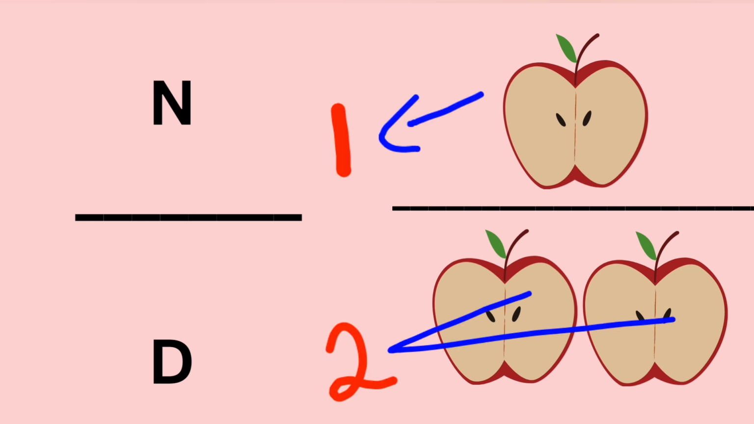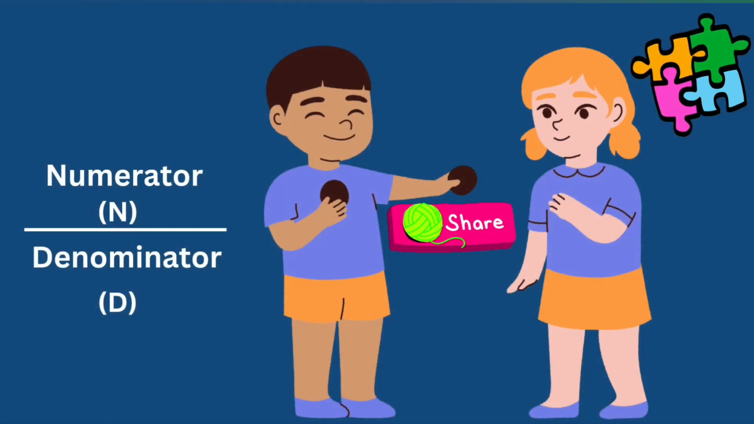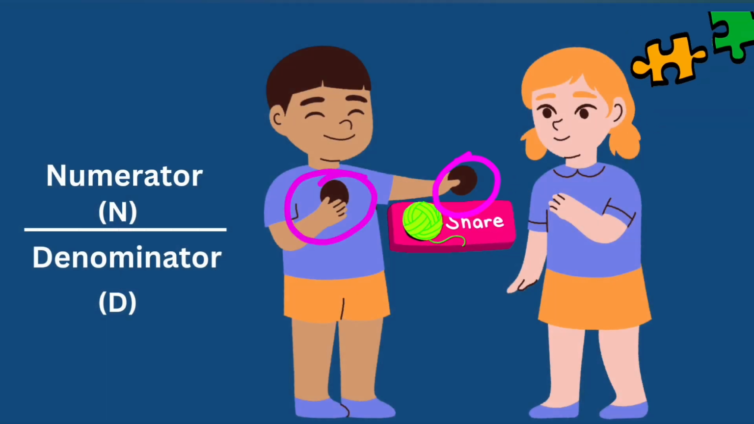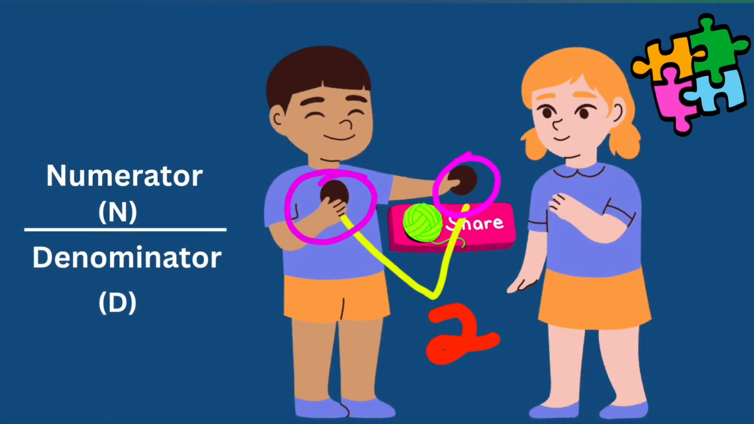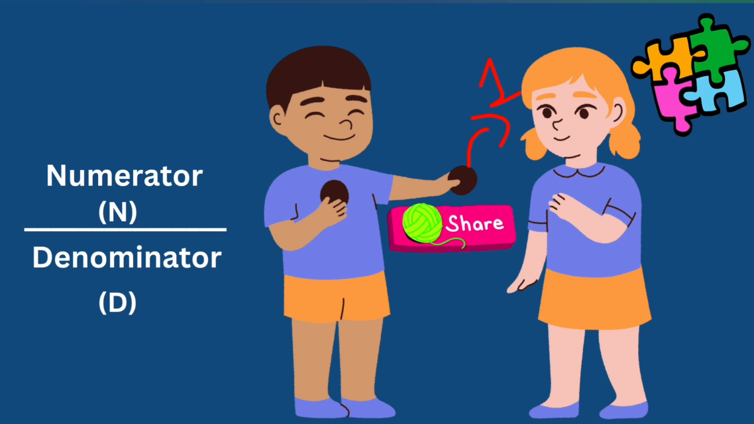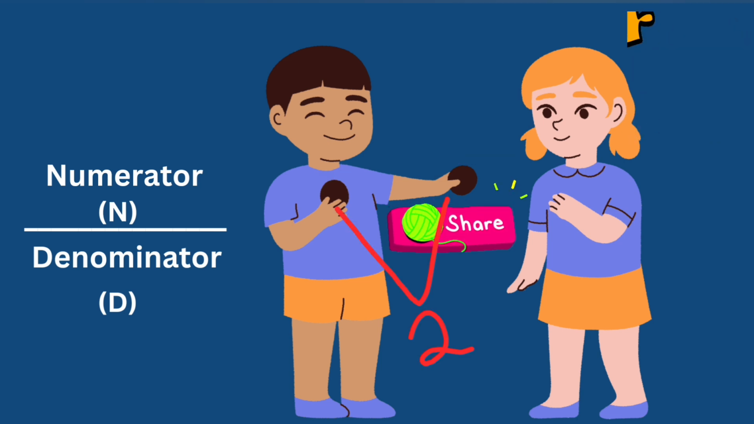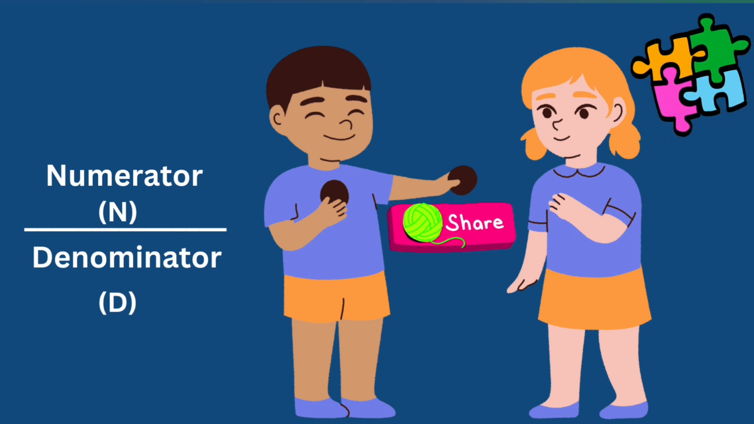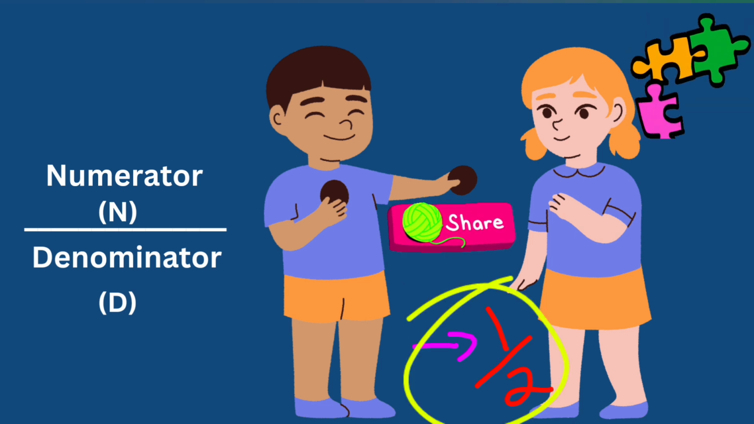In the next example, you can see a boy has two cookies and shares one cookie with his friend. So the fraction of cookies shared is numerator equal to 1, that is the number of cookies shared, and denominator equal to 2, that is the total cookies the boy has. So the fraction is 1 bar 2.